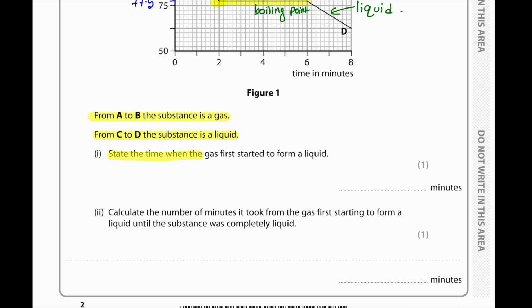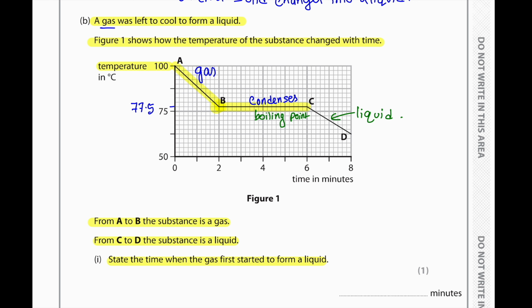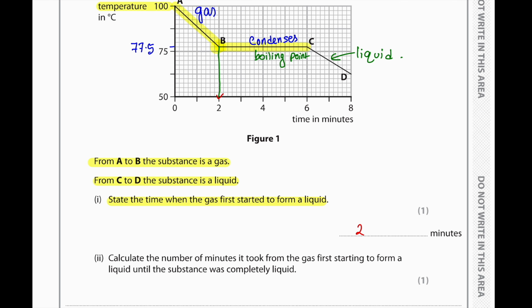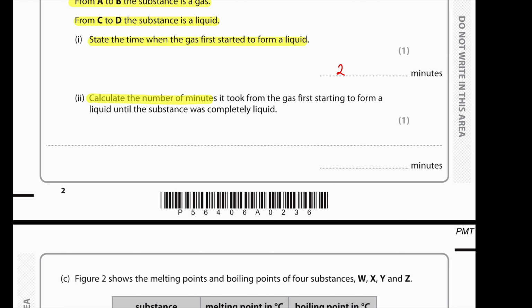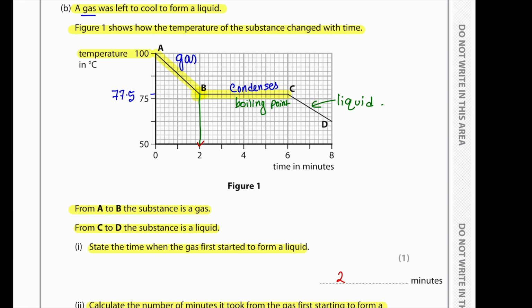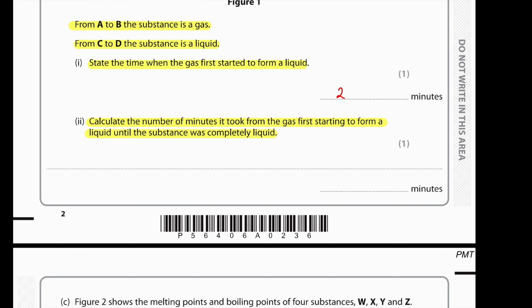State the time when the gas first started to form a liquid. So the gas started to form a liquid at 2 minutes. Calculate the number of minutes it took from the gas first starting to form a liquid until the substance was completely liquid. The time until it was completely liquid was 6 minutes. It started at 2 minutes. So it will be 6 minus 2, 4 minutes.